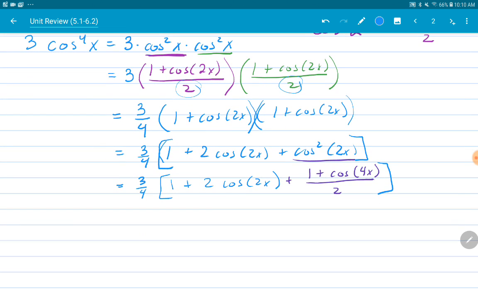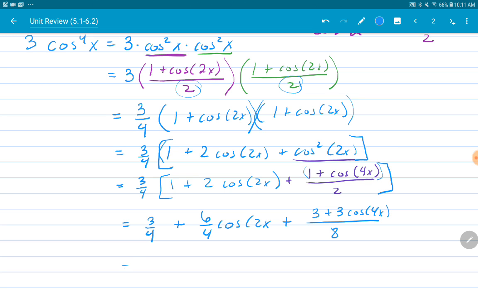Okay, so now we're just going to multiply out that 3/4 and try to put this into simplest form. Let's see, distribute that 3/4 across the parentheses, so I get 3/4 plus 2 times 3/4 gives me 6/4 cosine of 2x plus, and then I have this last piece is 4 times 2 gives me an 8 in the denominator, and in the numerator I have 3 times all of this, so that gives me 3 plus 3 cosine of 4x.